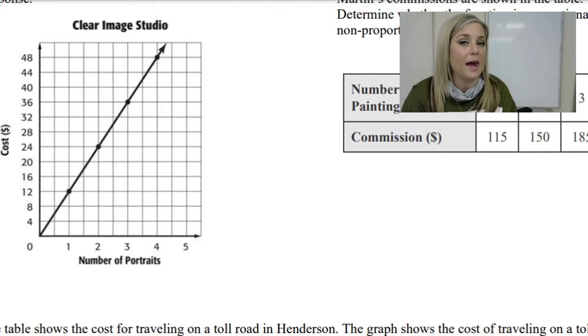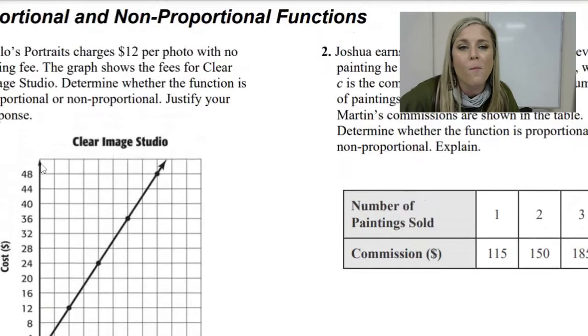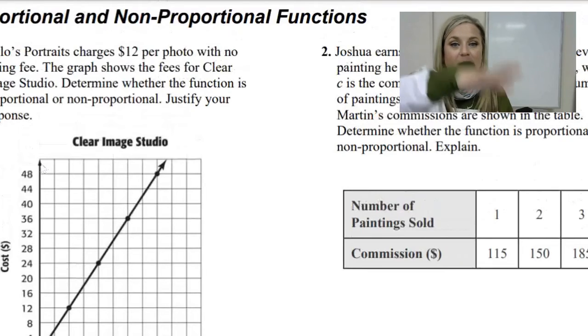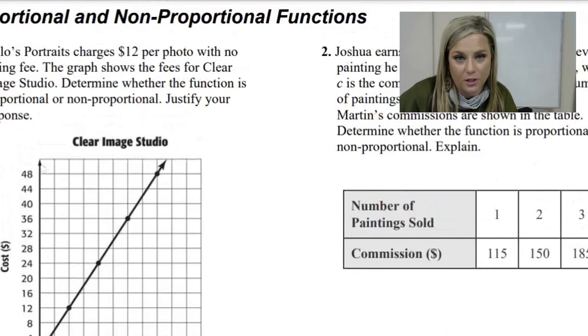So if there had been a sitting fee charged in this case, say it was $20, we wouldn't start at the origin. It would cross the y-axis at $20, and this would be considered non-proportional. So I just wanted to throw that out there because there would be a plus $20, okay? But that Clear Image is a proportional function.